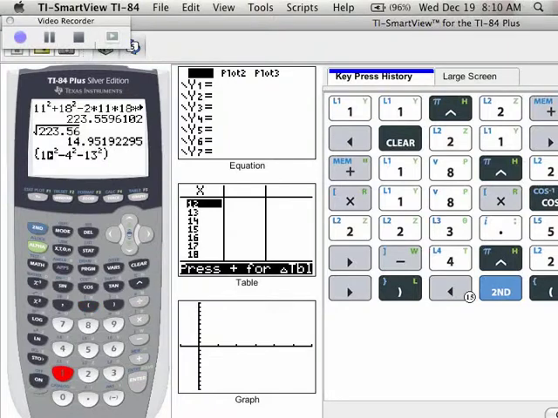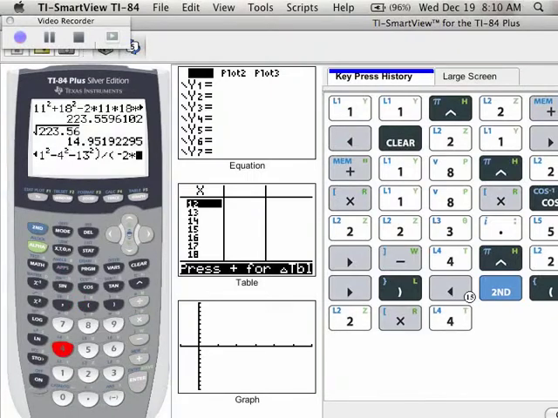What was the first number? 11? Like that? Divided by parentheses. And what was on the bottom? Negative 2 times 4, thank you, times 13.